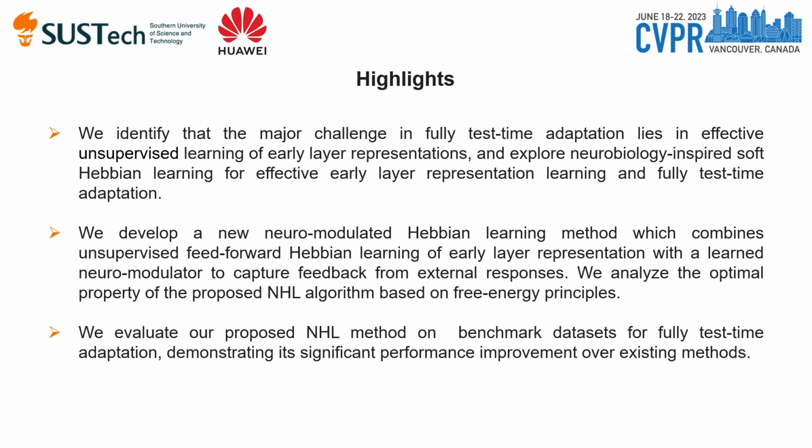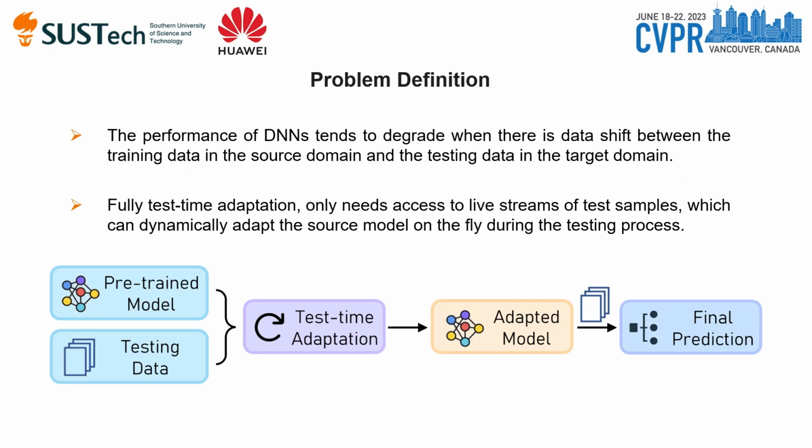3. We evaluate our proposed NHL method on benchmark datasets for fully test-time adaptation, demonstrating its significant performance improvement over existing methods. The performance of DNNs tends to degrade when there is data shift between the training data in the source domain and the testing data in the target domain. Fully test-time adaptation only needs access to live streams of test samples, which can dynamically adapt the source model on the fly during the testing process.